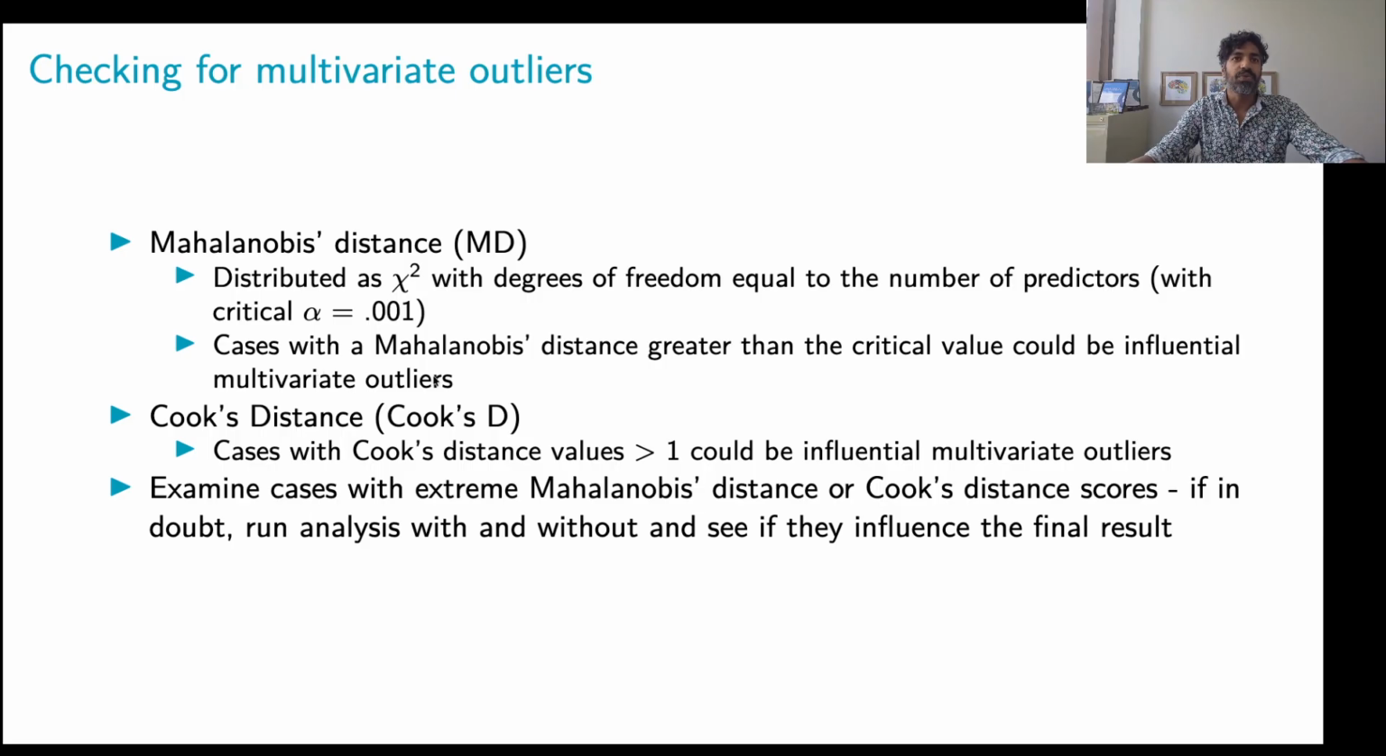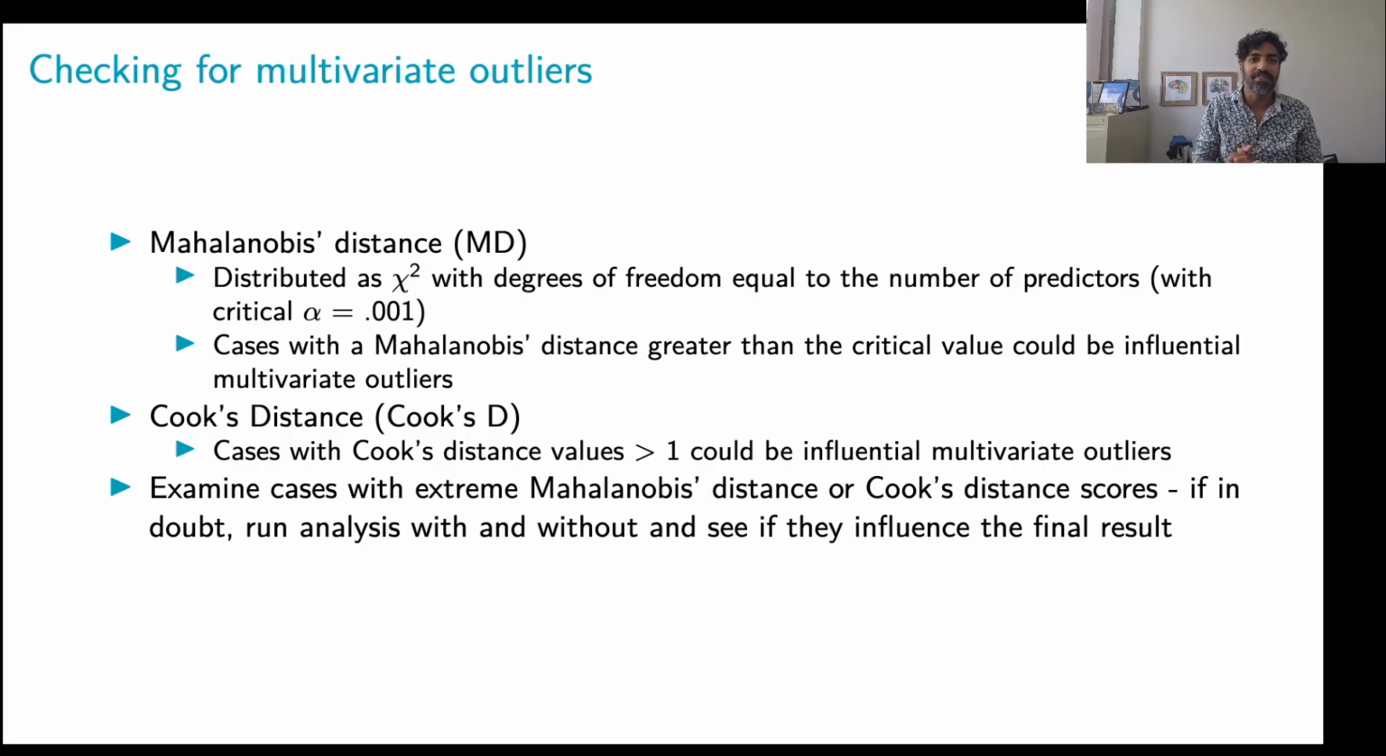So cases with Mahalanobis distance greater than the critical value, 0.001, could be influential multivariate outliers. So you need to look at a chi-square table, and you look at 0.001, and you see how many predictors do I have? And then that's how we do it, and we'll do that together in a second. Cook's distance is Cook's D.